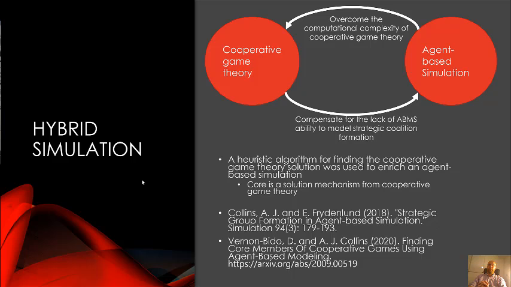Okay, so what we did was enrich the agent-based model with a heuristic algorithm for finding a cooperative game theory solution. The core is the solution mechanism that we considered. Strictly speaking, the core is a stability criterion, but I won't go into the details here. We first came up with our algorithm back in 2018, but then we improved upon it, and we've recently come up with a much more efficient and more accurate version. The old algorithm was shown to be not particularly accurate. The new version hits the core about 96% of the time, so it's a pretty good approximation.